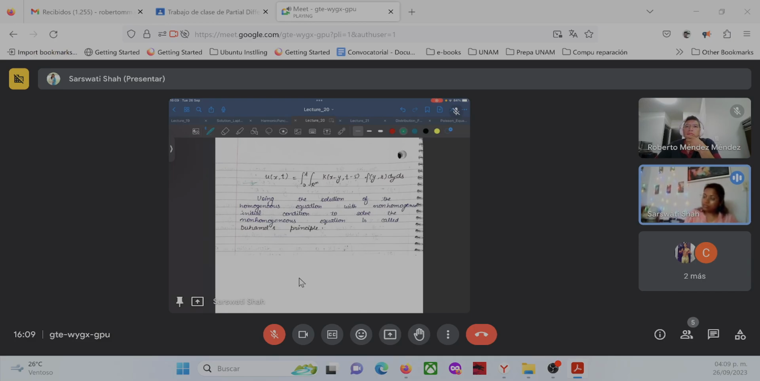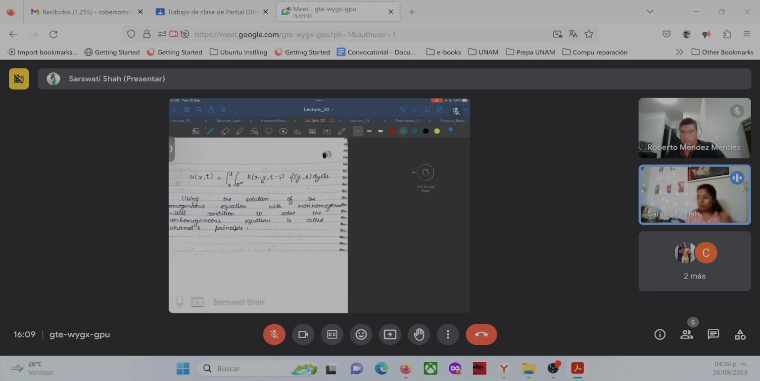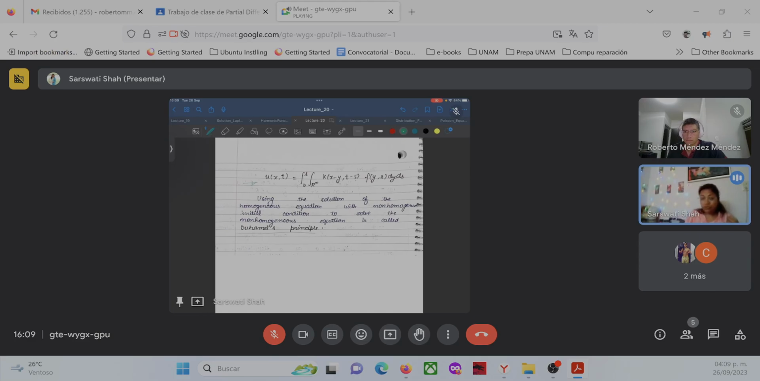using the solution of the homogeneous equation with non-homogeneous initial condition to solve the non-homogeneous equation is called Duhamel's principle. We are going to use this Duhamel's principle in your unit 4.